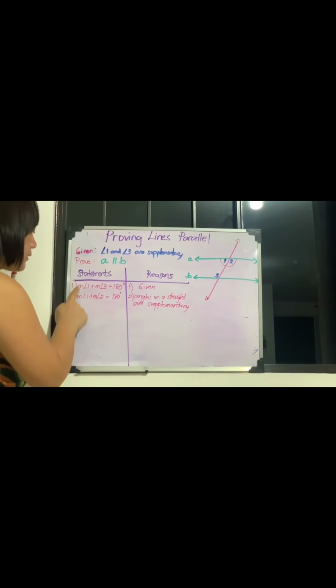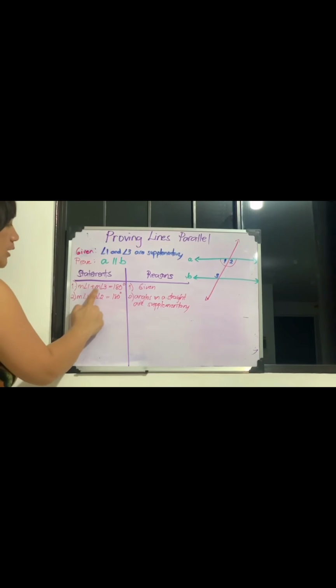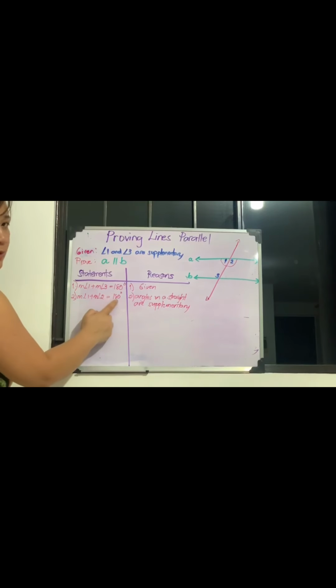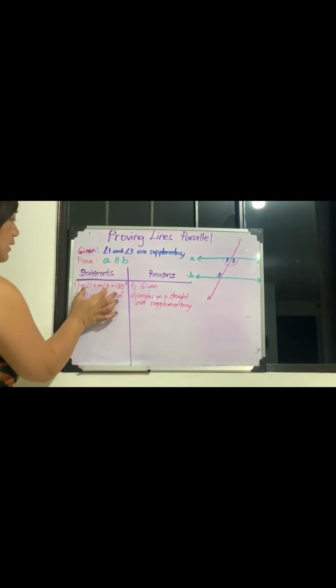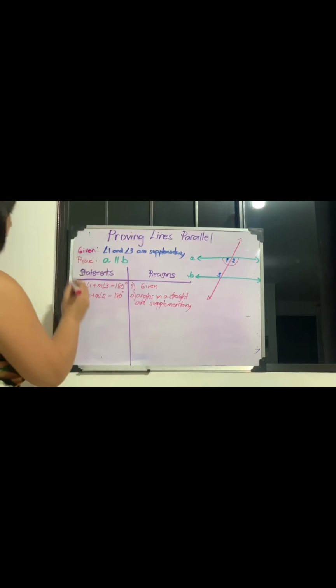Okay, now look at statement 1 and 2. What is common from statement 1 and from statement 2? Measure angle 1 plus measure angle 3 equals 180. Measure angle 1 plus measure angle 2 equals 180. What can you then conclude? I will give you about 5 seconds to think. Okay, so you know that this statement is equal to 180 degrees and this statement is equal to 180 degrees. So what can we conclude?